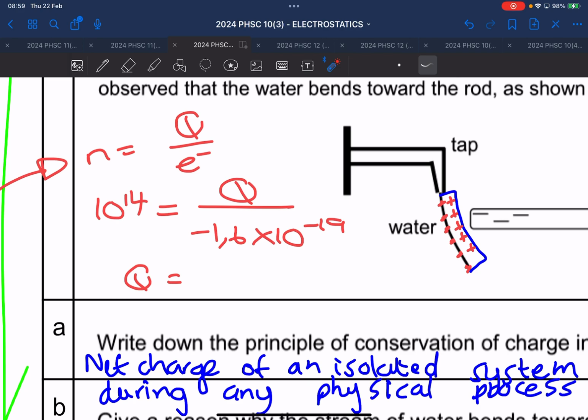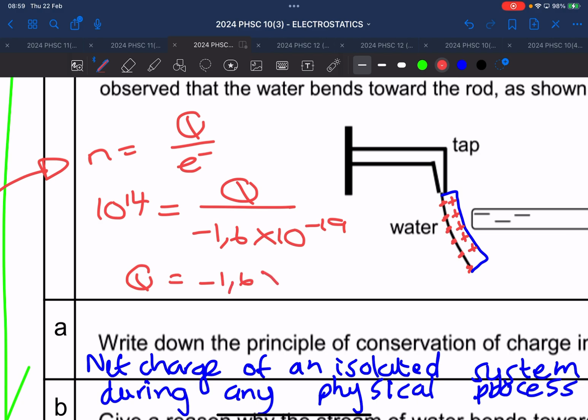Yes to me? Yes? And the unit? Charge. What does C stand for? Coulomb.